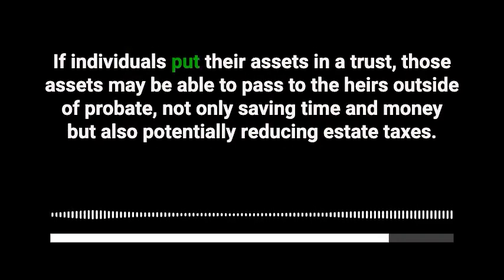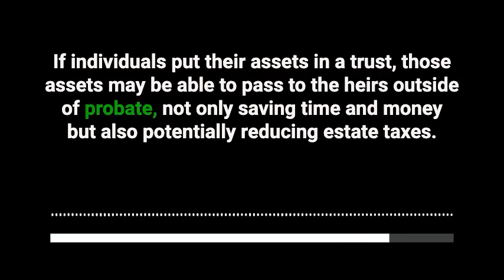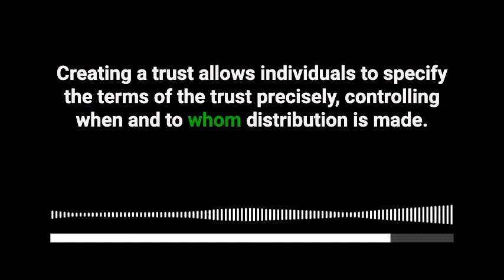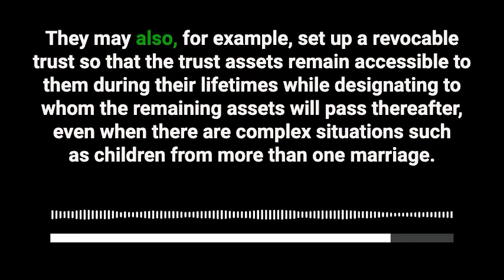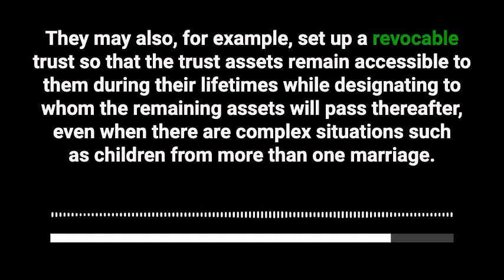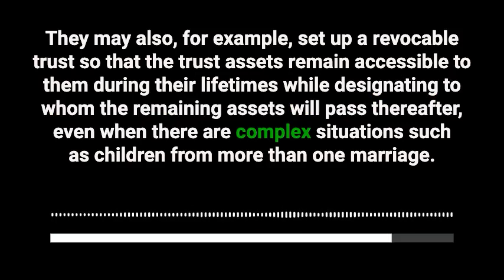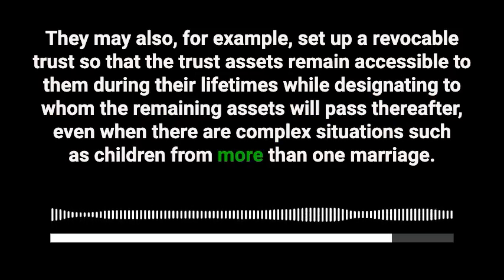If individuals put their assets in a trust, those assets may be able to pass to the heirs outside of probate, not only saving time and money but also potentially reducing estate taxes. Creating a trust allows individuals to specify the terms of the trust precisely, controlling when and to whom distribution is made. They may also, for example, set up a revocable trust so that the trust assets remain accessible to them during their lifetimes while designating to whom the remaining assets will pass thereafter, even when there are complex situations such as children from more than one marriage.